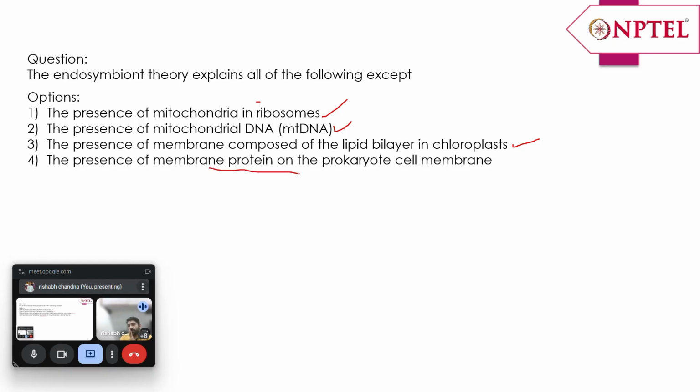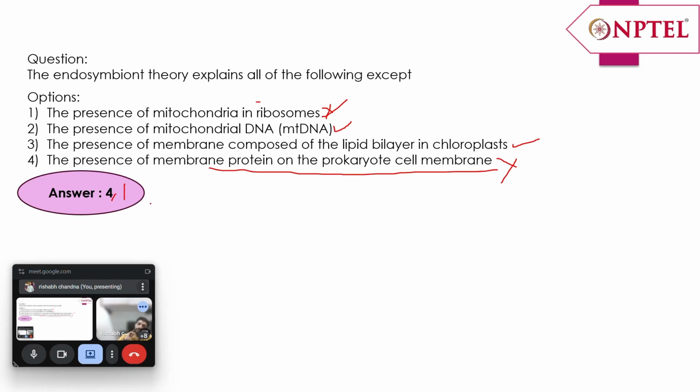Okay, so endosymbiont theory does not explain this, and neither does it explain the first option. So the correct answer would be option 1 and 4, both. The endosymbiont theory doesn't explain these two options. Other options can be explained by the endosymbiont theory. So is the explanation correct?